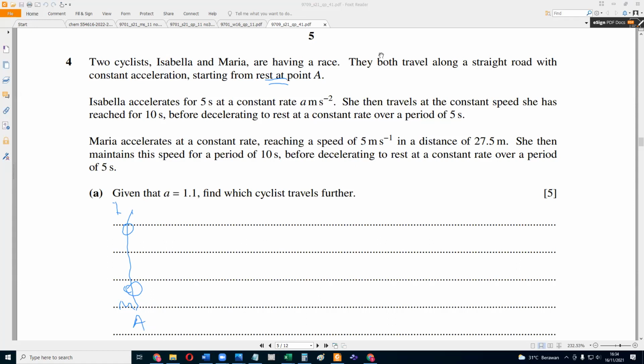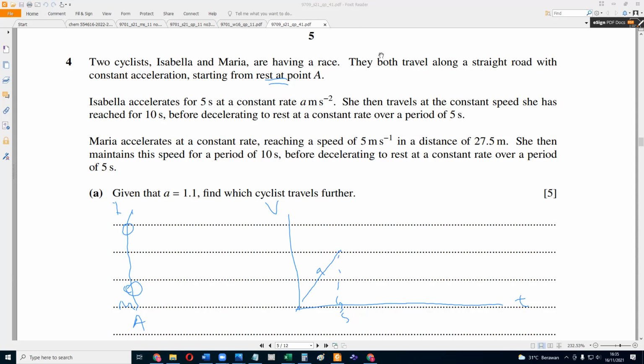Isabella accelerates for 5 seconds at constant rate a meters per second squared. Then travels at constant speed she has for 10 seconds before decelerating to rest at a constant rate over a period of 5 seconds. Let's say we try to make the graph of velocity over time. For the first 5 seconds, the acceleration is a.